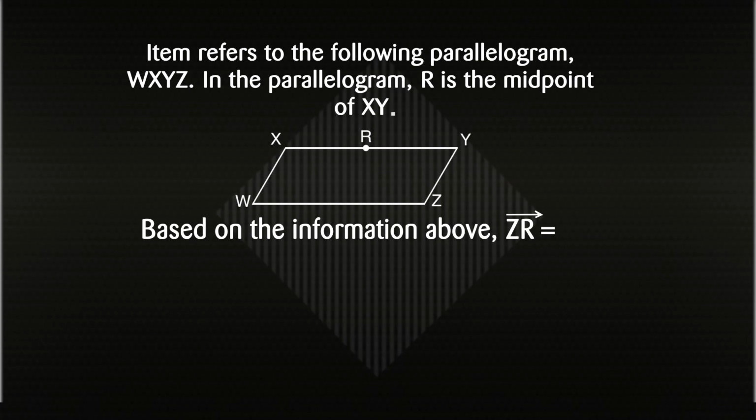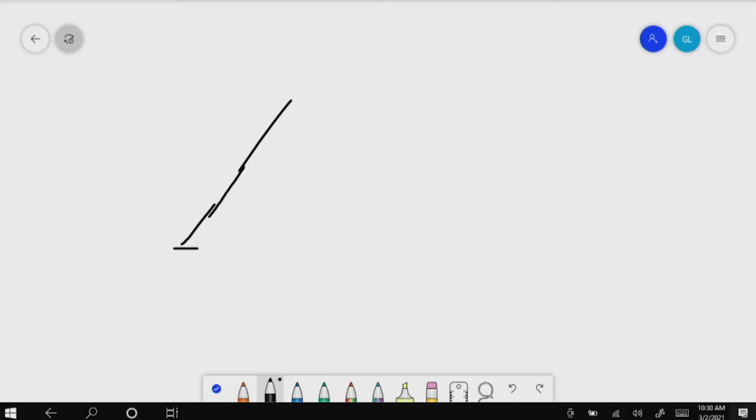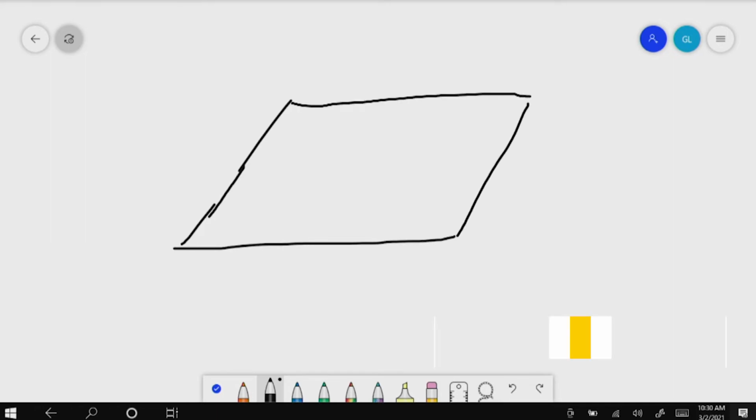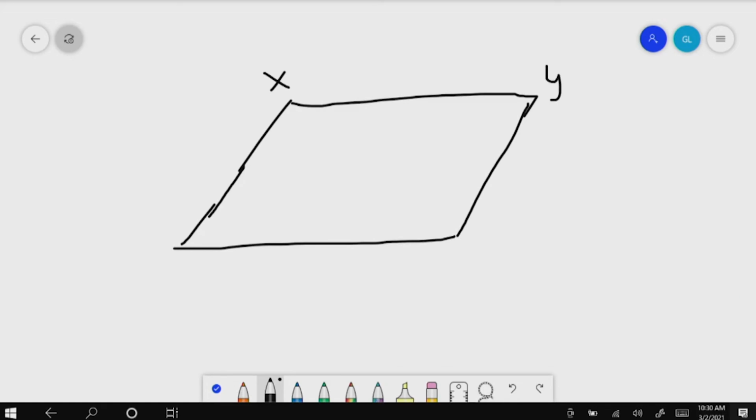The item refers to the following parallelogram WXYZ. In the parallelogram, R is the midpoint of XY. So here we have a parallelogram, and in the parallelogram the two opposite sides are parallel and equal. So in a parallelogram, with XY, R is the midpoint. So R should be somewhere here. R, midpoint, that's halfway between X and Y.